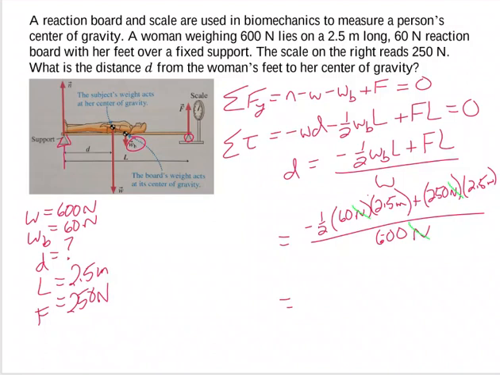So this 1/2 right here and this 60 is going to make 30. I have 30 times 2.5, which is really 5 halves, 75, but it's negative 75. And then I have 250 times 2.5, which is 125 times 5, 625. Over 600. And this is meters.